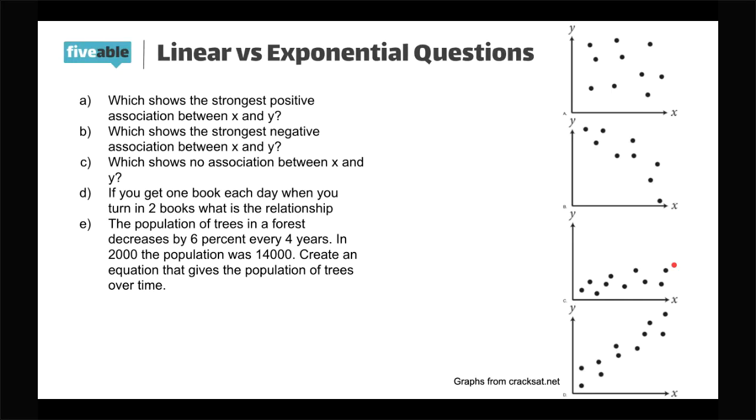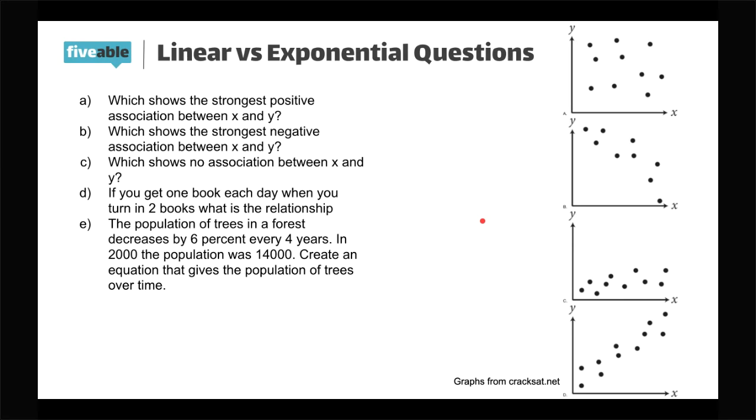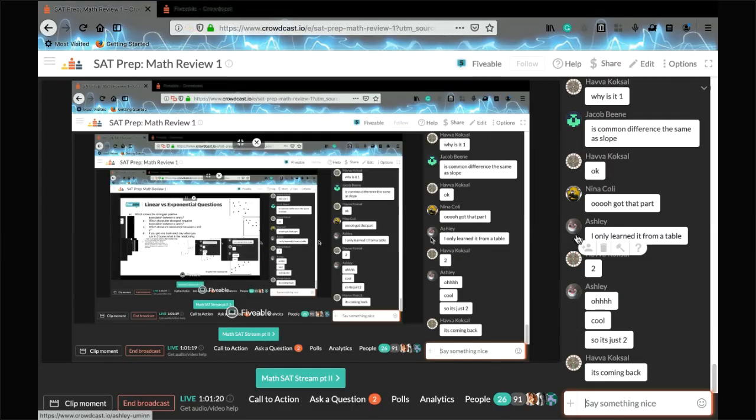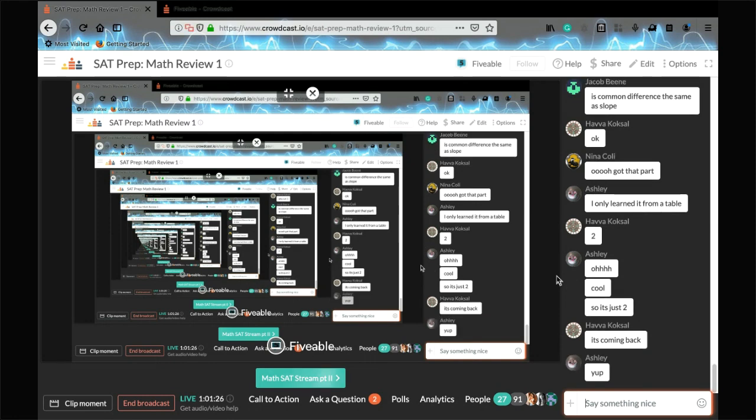So we've got five linear and exponential questions here. I took the graphs from cracksat.net. It's a really good site for practice tests and practice questions, and I did not want to make my own graphs. So I just borrowed their graphs and then made my own questions from them. I'll give you guys a couple of minutes. The first four should be really easy, and the fifth one will take a little bit of time. Can everyone see the graphs okay? I just want to make sure it's not too small. Yep, all right, great.